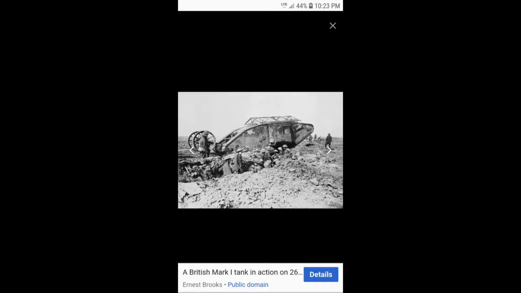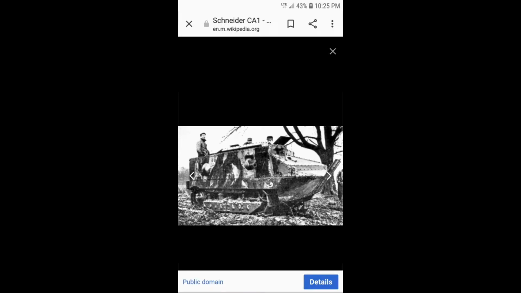Now, they were first used in battle at the Somme, September 15, 1916. Out of 49 that were sent to be used in France, only 31 actually made it across the German lines due to mechanical issues. However, the introduction of tanks made a lasting difference and brought changes to how battles were actually fought.